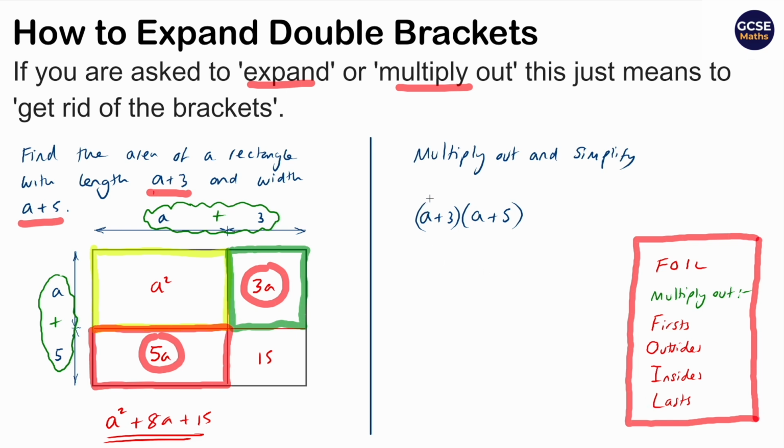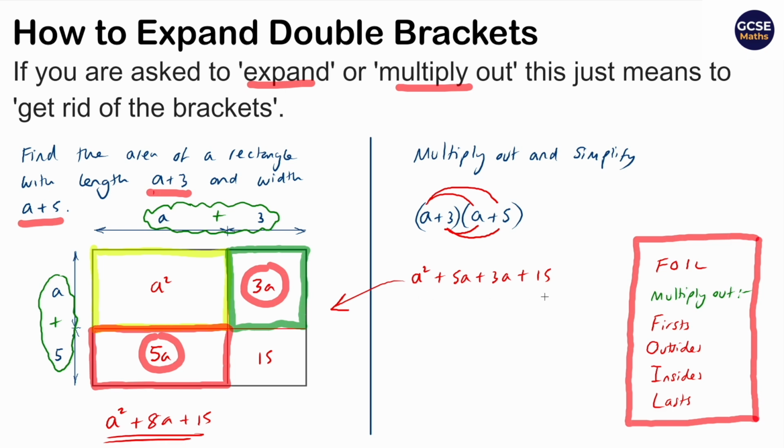So here goes, multiplying out the firsts. A times a is just a squared. Multiplying out the outsides of the brackets. A multiplied by 5 is just 5a. Multiplying the insides, 3 times a is just 3a. And finally, multiplying out the lasts, 3 times 5 is just 15. Notice everything was positive in this case because we've got a positive times a positive, another positive times another positive, and so on. You can see now that this looks exactly the same as what is in the rectangle.